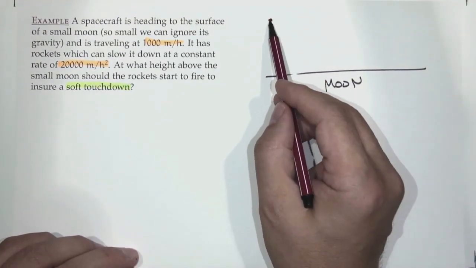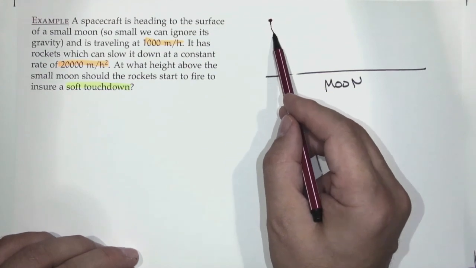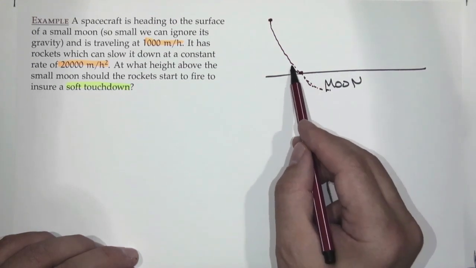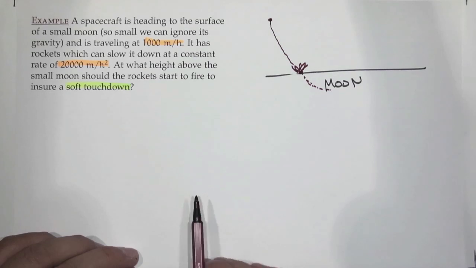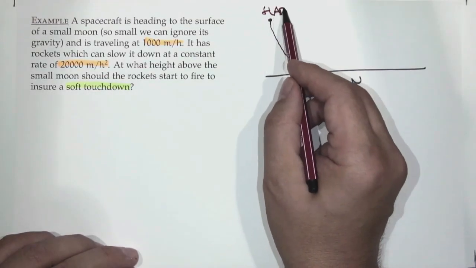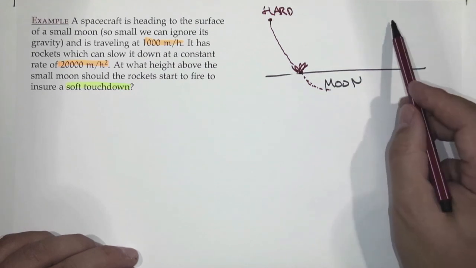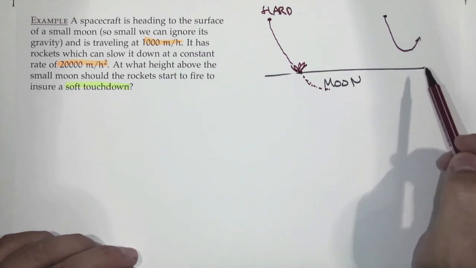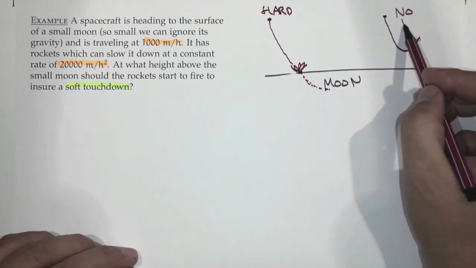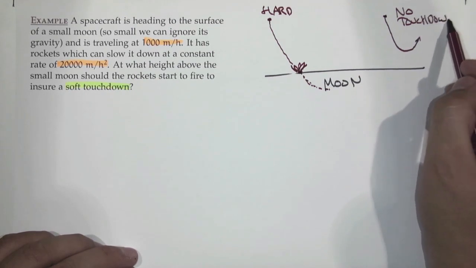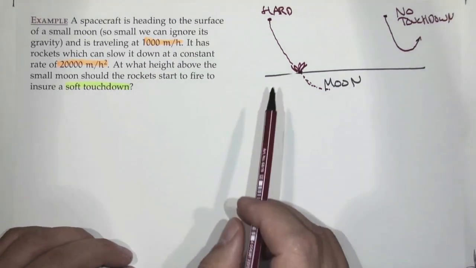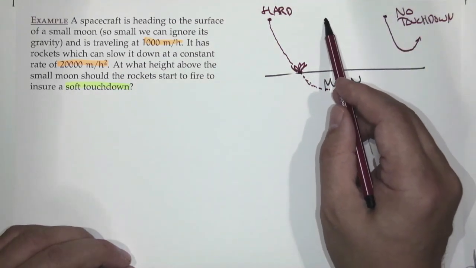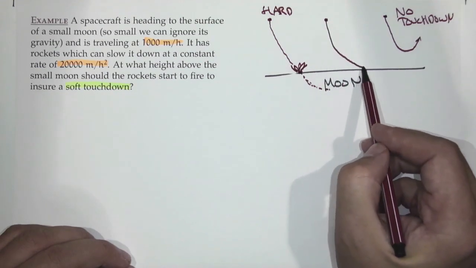Well, one could be that you don't slow down fast enough, and so you would in theory be slowing down, but the moon stops you, and that's bad. So that's a hard touchdown. We want to avoid that. And then another thing, of course, you could fire too early, and then you could end up going back into space. And that's no touchdown. And that's also bad. So it's like Goldilocks and the Three Bears. That one's too hard. That one's too soft. But we want the one that's just right.